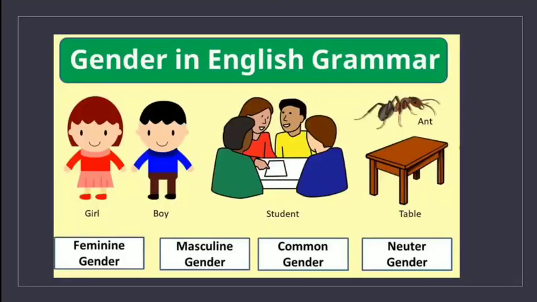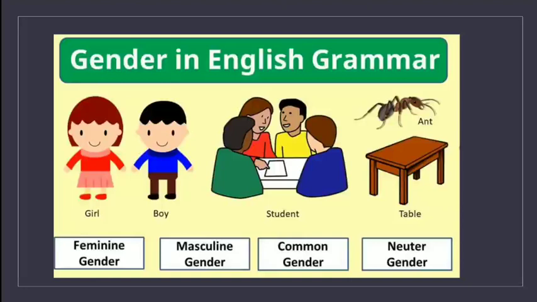Okay, and masculine gender is used for men, boys, or male animals. Okay, we use it for men, boys, or male animals. Sorry. Then comes common gender. Common gender are nouns that are used for both males and females. Okay, common gender are those that are used for both males and females.